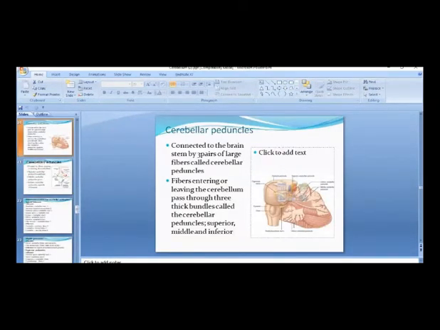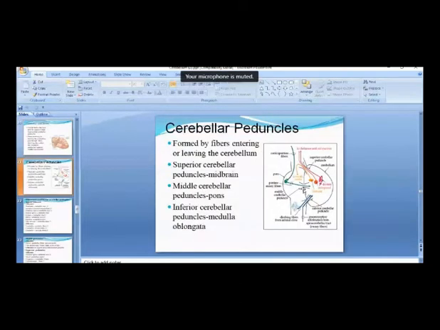Now, again, the peduncle is very important in case of cerebellum. So there is a pair of peduncles which connect the cerebellum with the brainstem. There are three cerebellar peduncles: superior cerebellar peduncle, middle cerebellar peduncle, and inferior cerebellar peduncle. Look here, this one be clear: superior cerebellar connecting to the midbrain, middle cerebellar connecting to the pons, and inferior cerebellar connecting to the medulla oblongata.